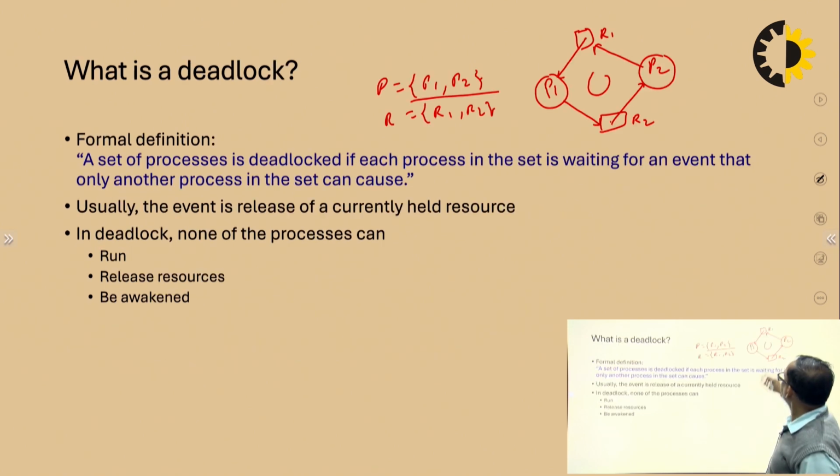For example, if one instance of R1 is assigned to process P1, then at the same time process P2 cannot use R1. Process P2 will wait until process P1 releases R1. In the same way, if one instance of R2 is assigned to P2, then at the same time process P1 cannot use R2. Process P1 will wait until the instance of R2 is released by process P2.